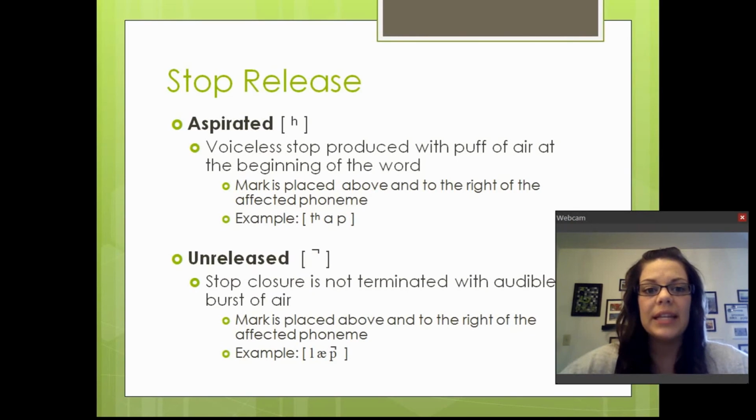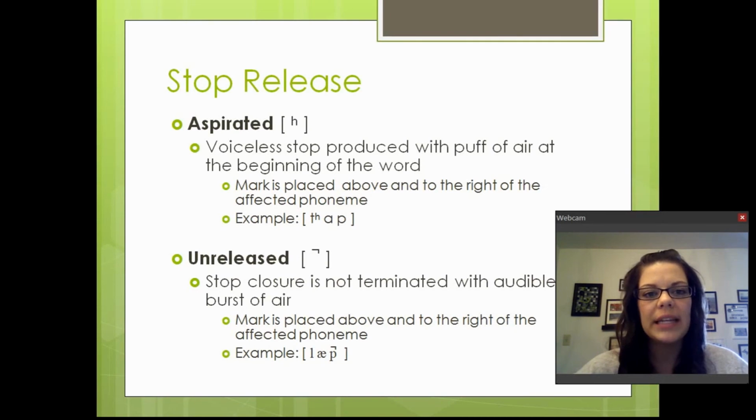We have stop release. So aspirated is using that little H. That's going to be placed above and to the right of the affected phoneme. It's when we're using a voiceless stop produced with a puff of air at the beginning of the word. So if I said tap, but I said tap, so I'm adding that puff of air, tap versus tap. It's a very slight difference there.